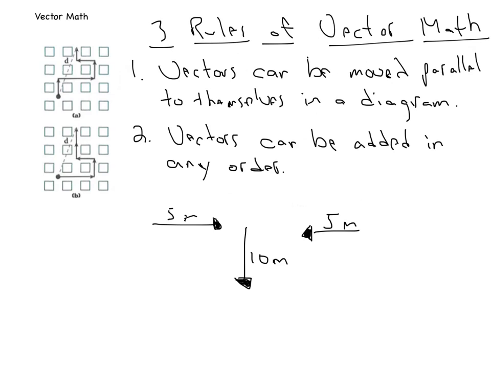So let's take a look at a couple of different paths they could take. Let's say they walked 5 meters east, then 10 meters south, and then 5 meters west. They would have ended up there. Now let's say they start and go 5 meters east, but then instead of doing 10 meters south first, we'll do 5 meters east again. So they're here, and then they walk 10 meters south, they still end up at the same point, right?